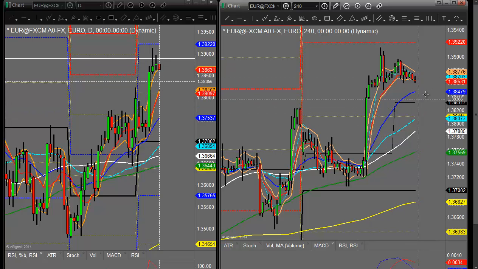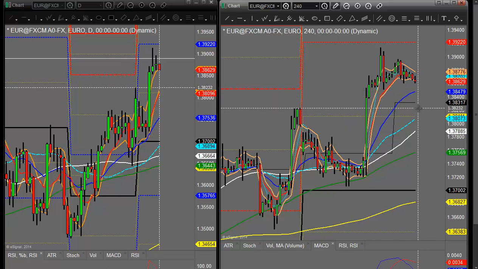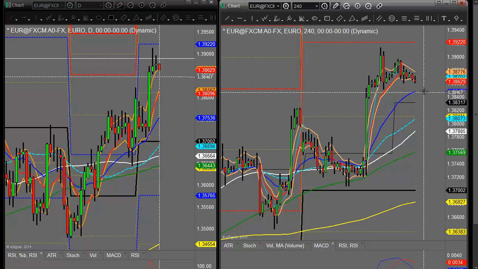Again, if we break yesterday's lows, we could be on for Friday's lows, and then I would see us coming down. I've got a weekly pivot on here, and it could well come back down towards that sort of level, or even a bit further down.